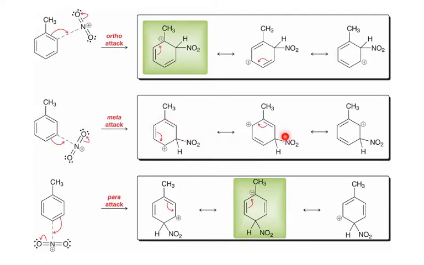In the meta attack, we don't get any of this extra stabilization because the positive charge is never directly on the carbon that's going to benefit from the hyperconjugation. So because when we have ortho and para attack, we have these extra stable resonance structures due to the hyperconjugation, that means that the sigma complex is especially stable when the nitro group attacks in either the ortho or the para position, but not as stable when it attacks in the meta position. And so this explains why we get mostly ortho and para and very little meta.